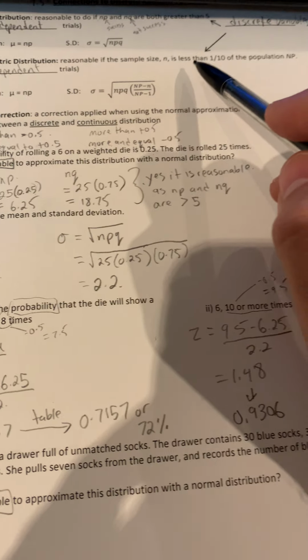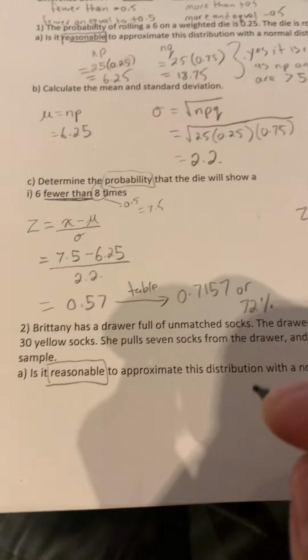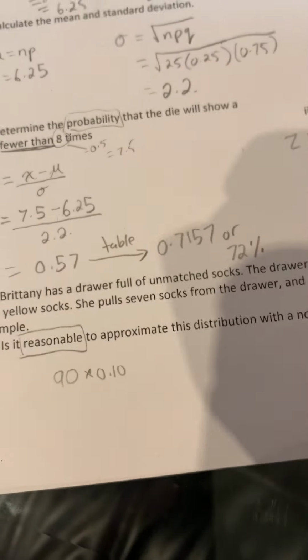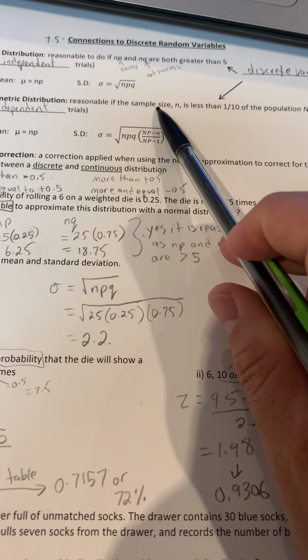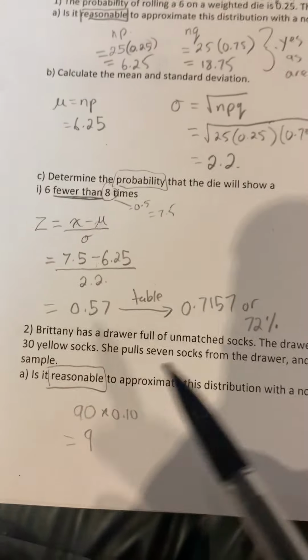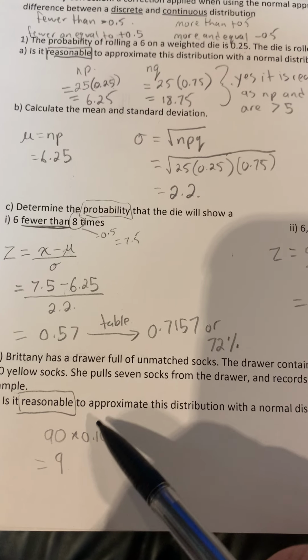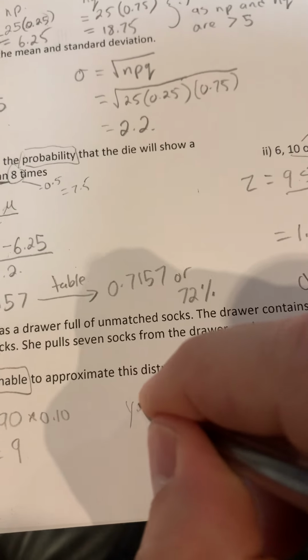So if the sample size is less than a tenth of the population. Okay, so we're going to take the population and times it by 10% and see if our sample size is less than that. So we have 90 socks, which is the population, times 1/10 or 0.10, and we get an answer of 9. So it's reasonable if our sample size is less than this number. In this case, we have 7 socks as our sample, and 7 is less than 9. So yes, it is.